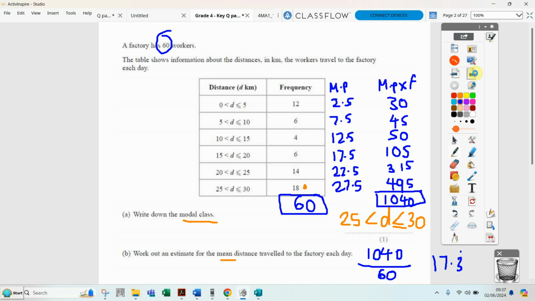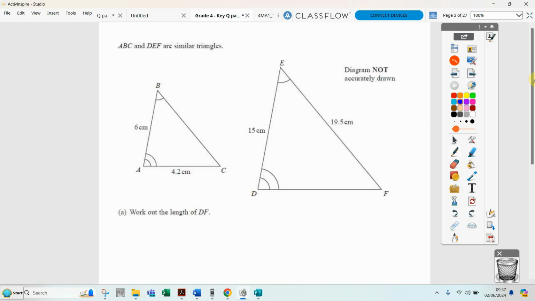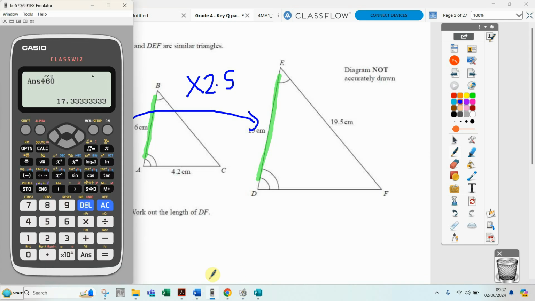Next, similar triangles. So you find two sides that match, where you have both the information, okay, between the same angles. So 6 to 15, okay, you times it by 2.5, and then that means when you go backwards, you divide by 2.5. Now, how did I figure out 2.5? I did 15 divided by 6. Okay, it's not what you add, it's what you times it by. So how do you get from 6 to 15? Times by 2.5.